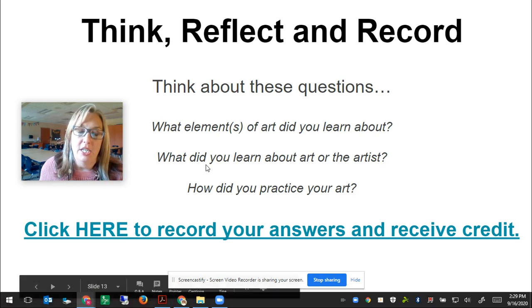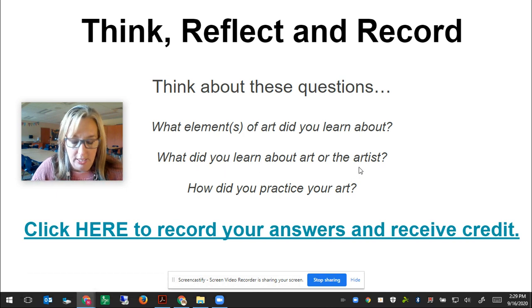Then you're going to think to yourself, what did I learn about the art or the artist? And you might decide to focus on the artist. You might say, I learned about Paul Williams. And that would be a good start, but I would want you to elaborate and tell me a little bit more. Like, I learned that the first African-American architect inducted into the American Institute of Architects was Paul Williams, or I learned that Paul Williams helped design the airport in Los Angeles.